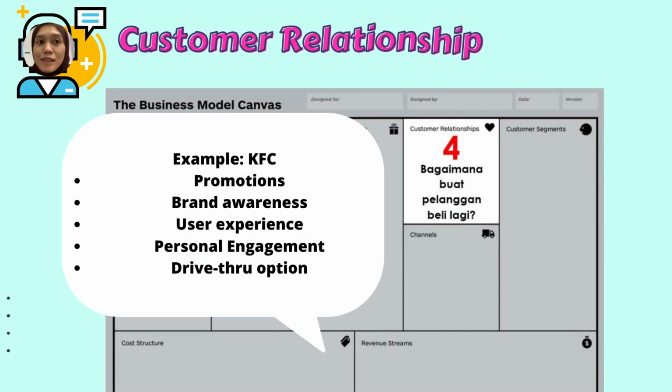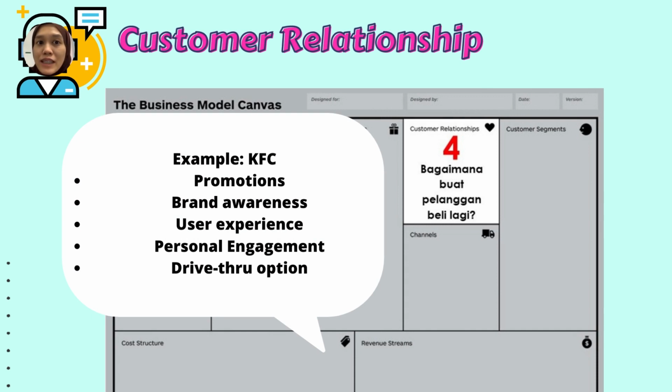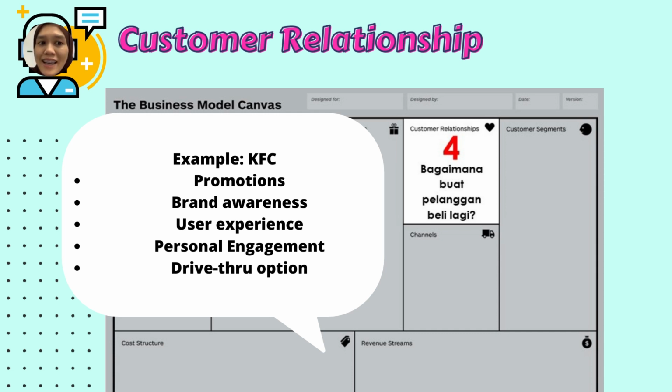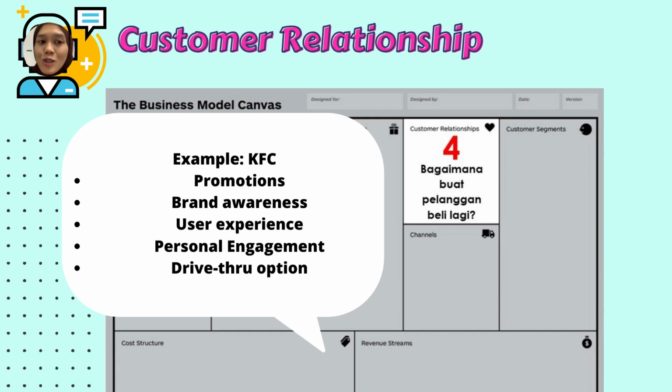Number 4 is customer relationship. It describes the type of relationship a company establishes with a specific customer segment. Thus, we have to establish customer service, interaction, discounts, and after-sales service, so that it can build trust and brand reputation with customers.